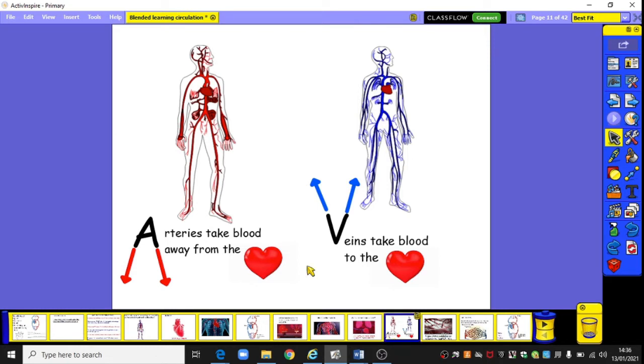I'm going to watch another short video here which will introduce you once again to these two blood vessels, and also introduce you to a third so that you can add them to your diagram in a bit.